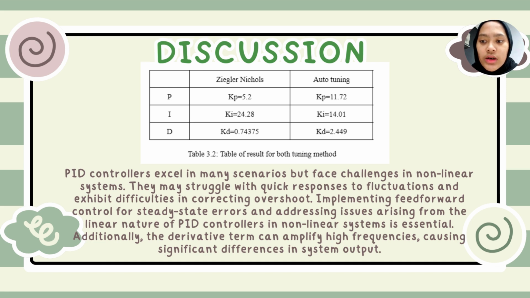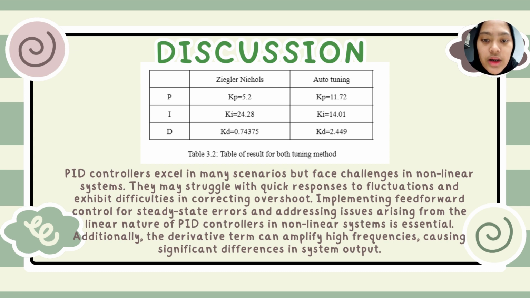Okay, for D, which is the derivative gain Kd, providing damping to the control system, reducing overshoot, and stabilizing the response of the control system. If the Kd value is higher, it will enhance the damping effect. Meanwhile, the auto-tune got the higher value, which is 2.449. Meanwhile, Ziegler-Nichols got 0.74075.